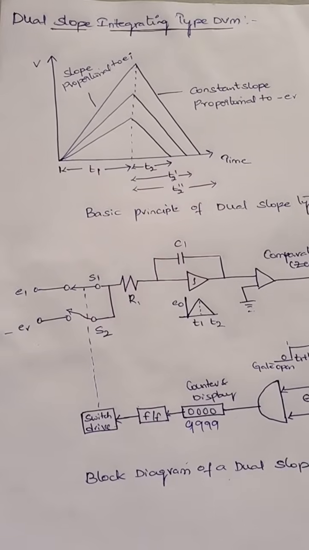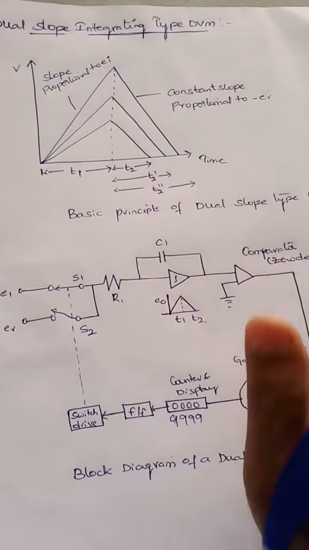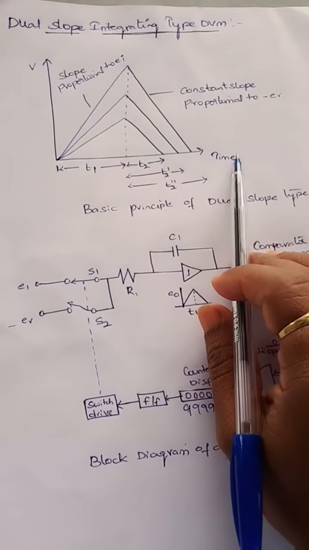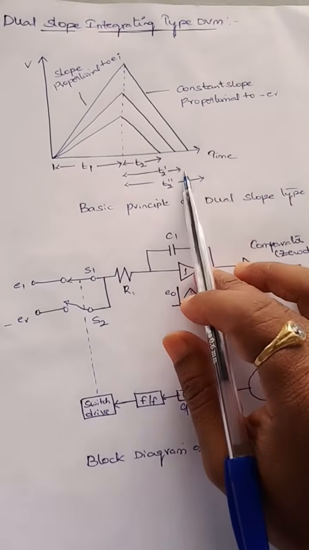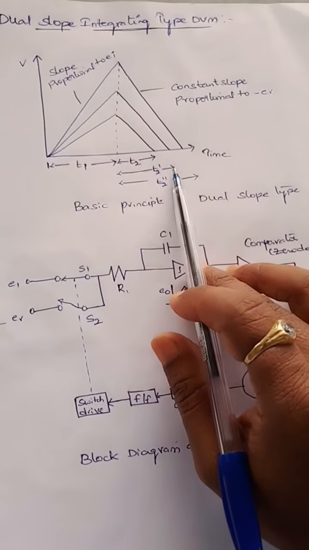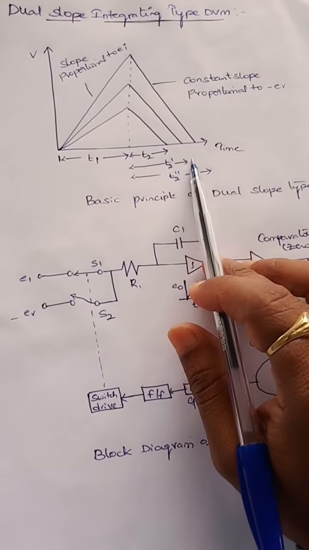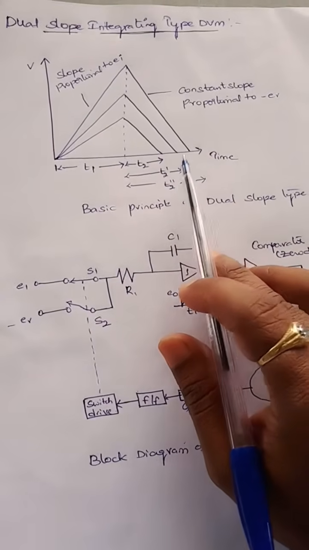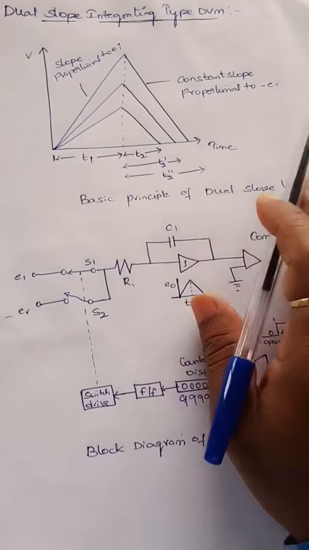In the earlier session we have already discussed about ramp type DVM. In ramp type DVM we came across one disadvantage, that noises are produced. These noises cause a disturbance, that is, a large number of errors are caused. In order to overcome this noise, we are going for dual slope integrating type DVM. In dual slope integrating type DVM, the noise is averaged out by both the positive as well as negative ramps using the process called integration.